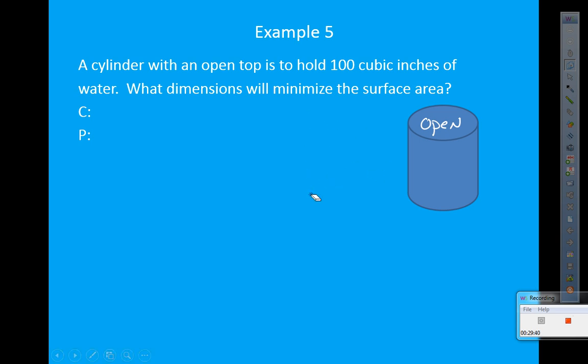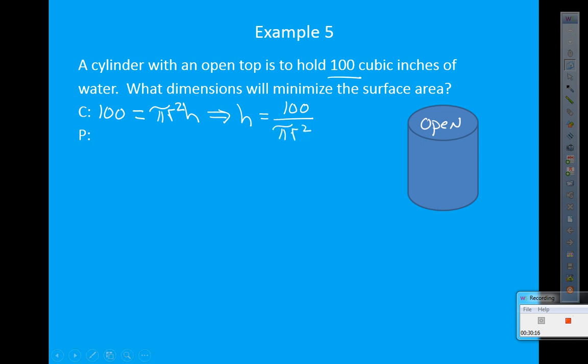So here goes. A cylinder with an open top is to hold 100 cubic inches of water. Well, there's my constraint equation. 100 equal, and that 100's talking about volume. So the volume of a cylinder, the area of the base, pi r squared, times h. Let's go ahead while we're here and solve that for h. So h is going to be 100 over pi r squared.